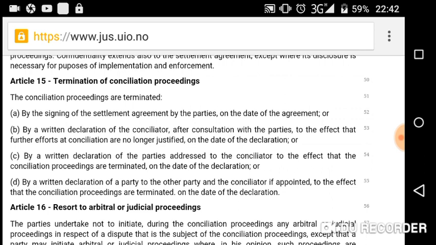C, by a written declaration of the parties addressed to the conciliator to the effect that the conciliation proceedings are terminated, on the date of the declaration. D, by a written declaration of a party to the other party and the conciliator, if issued, to the effect that the conciliation proceedings are terminated, on the date of the declaration.